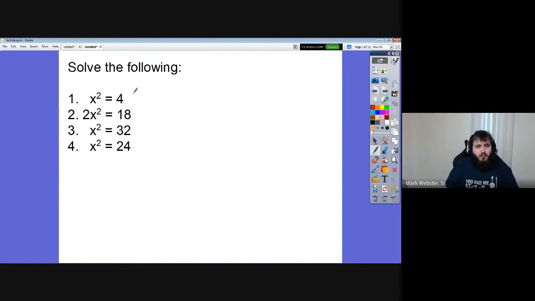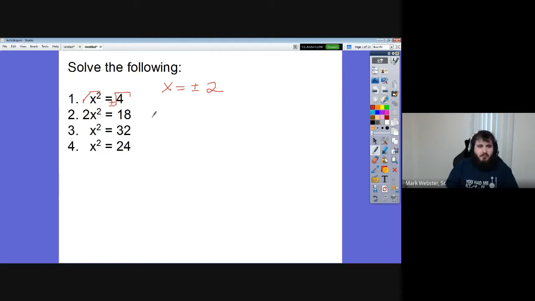So for number one, we can just take the square root of both sides. Don't forget there's a plus and minus. Get x equals plus or minus. What's the square root of 4? 2. For problem number 2, we have to get x by itself first.